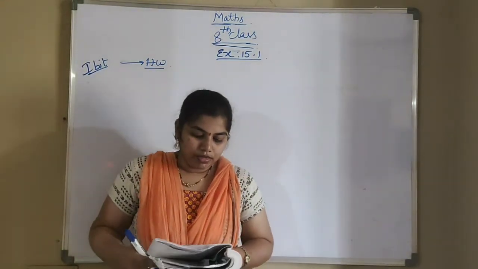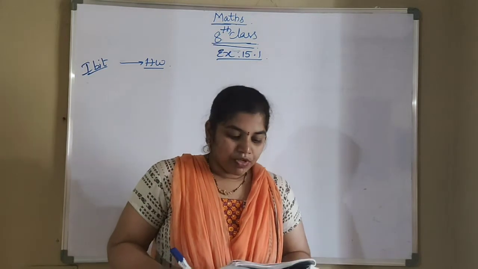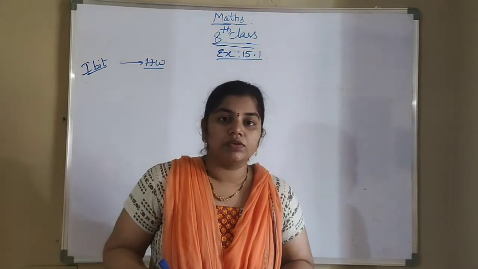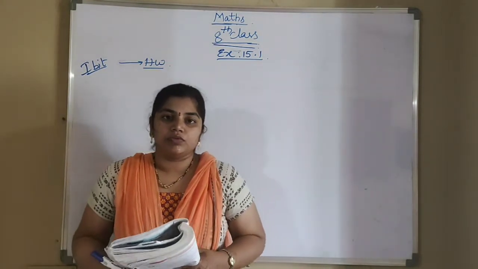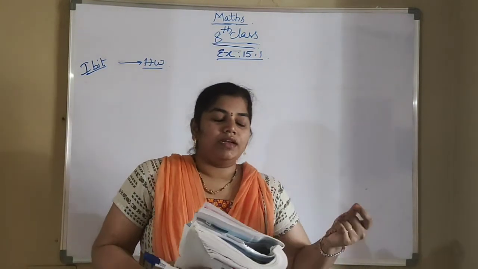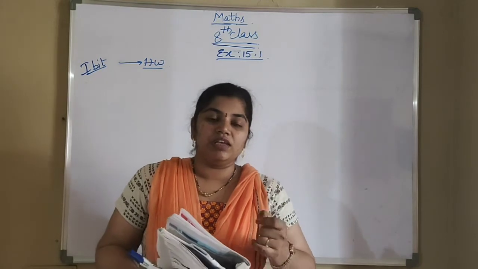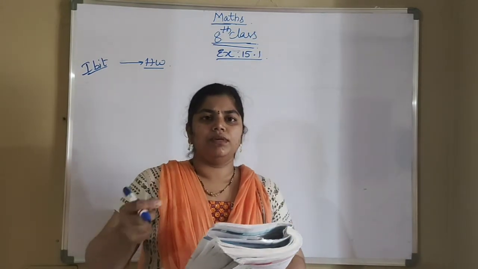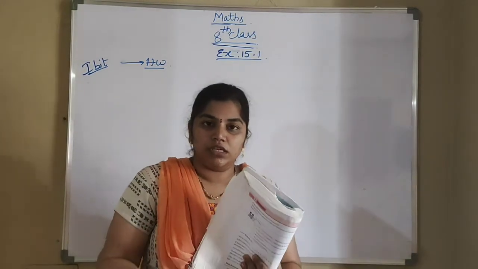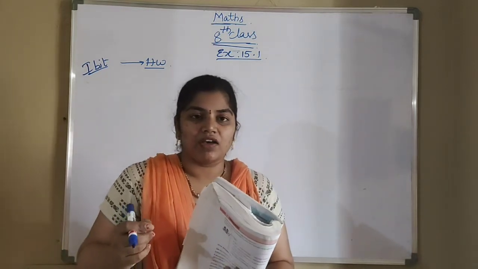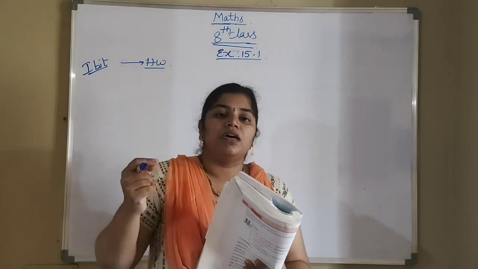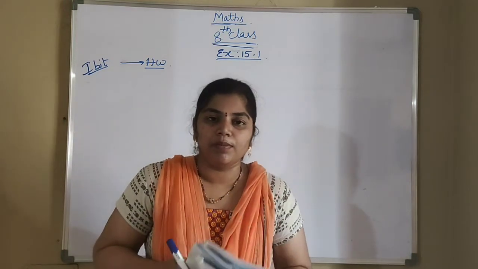So second bit, using divisibility test, determine which of the following numbers are divisible by 2. So already we have learned divisibility rule of 2. So what is divisibility rule of 2? At last you have to see the even numbers. So what do you mean by even numbers or even digits? It should be 0, 2, 4, 6 and 8. So if the last number is an even number, you can say that it is divisible by 2.